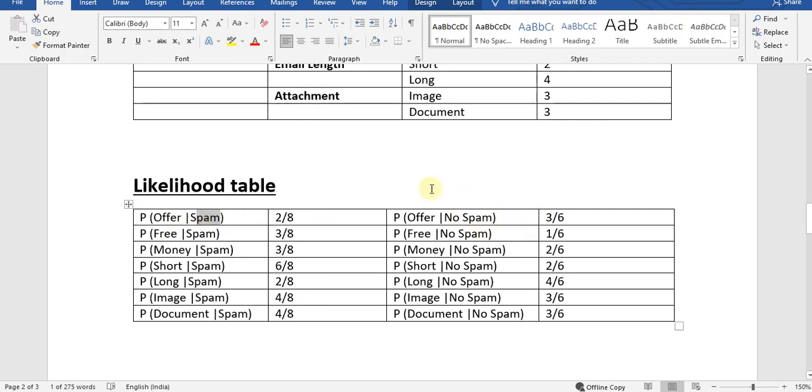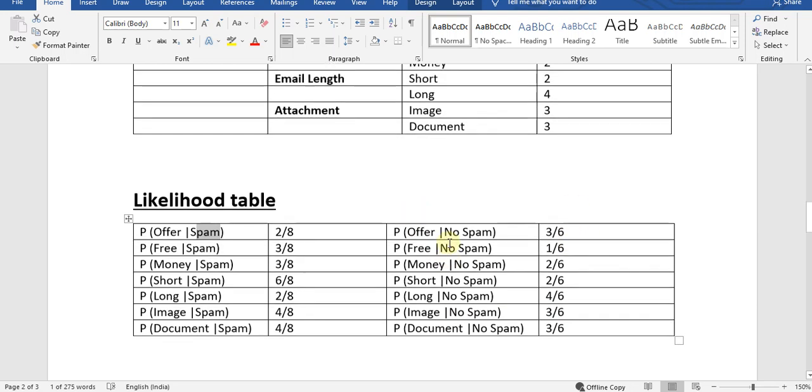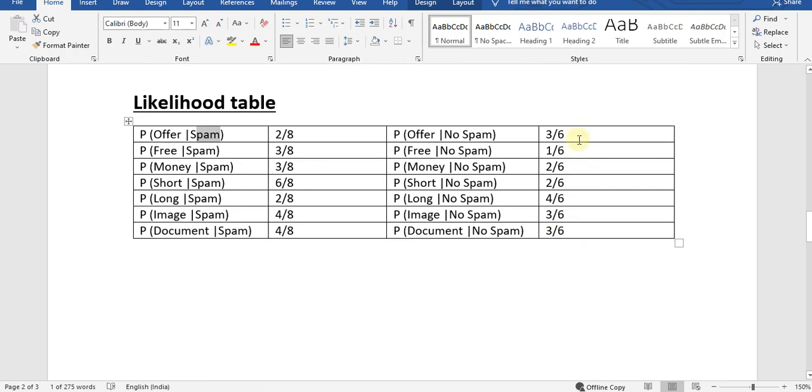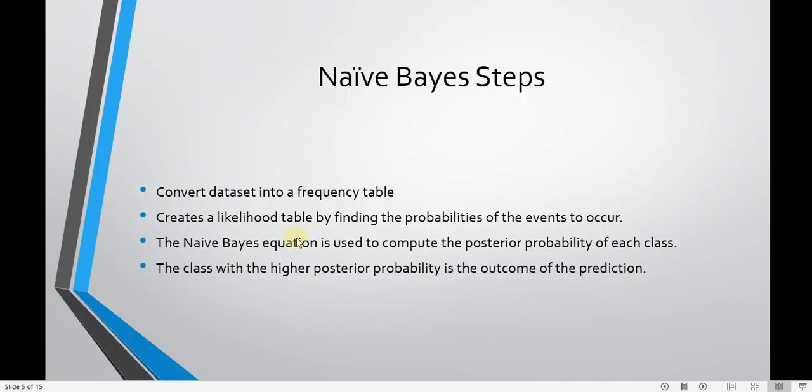Similarly I have generated the probabilities of all these feature values given the message is not spam. As there are a total of 6 messages which are not spam, you can see on the right hand side that I have divided the number of occurrences of the feature values by 6. So it is 3 by 6, 1 by 6, 2 by 6, and so on. When I have generated all these probabilities, I have actually created the likelihood table. So the second step is also done, where we create a likelihood table by finding the probabilities of the events to occur. So what is the third step?